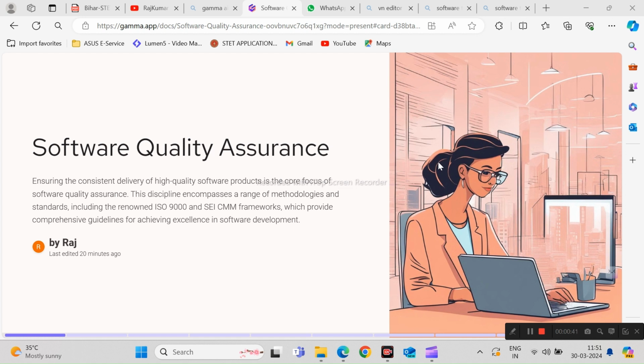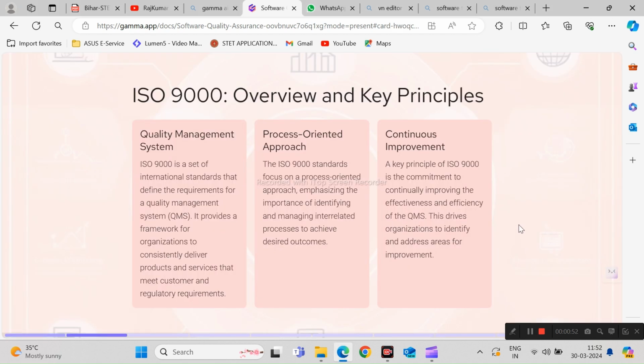Move ahead and see some more points. Now, ISO 9000's overview and key principles. There are three key points. The first one is quality management system. The second one is process oriented approach. The third one is continuous improvement. The first one, quality management system.